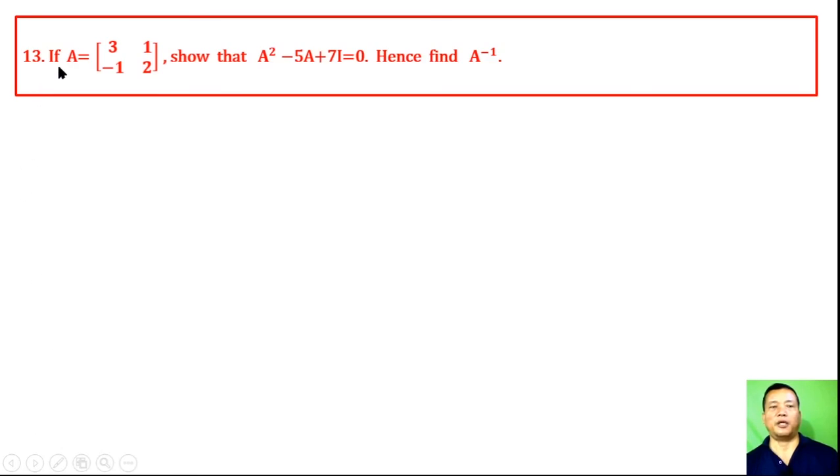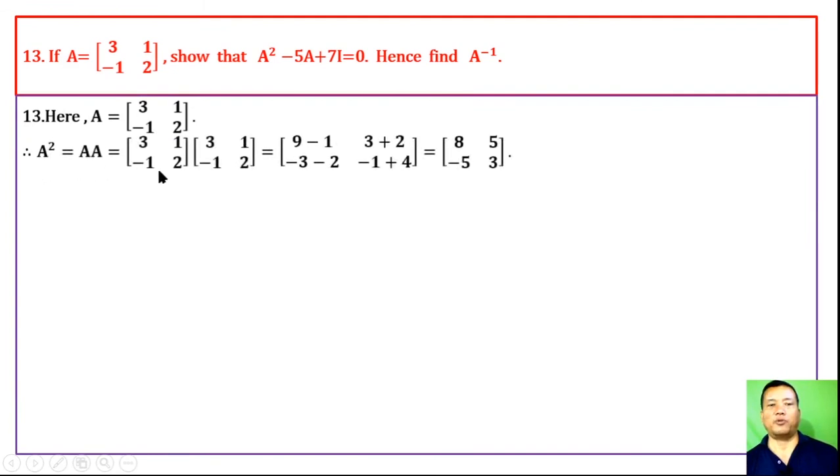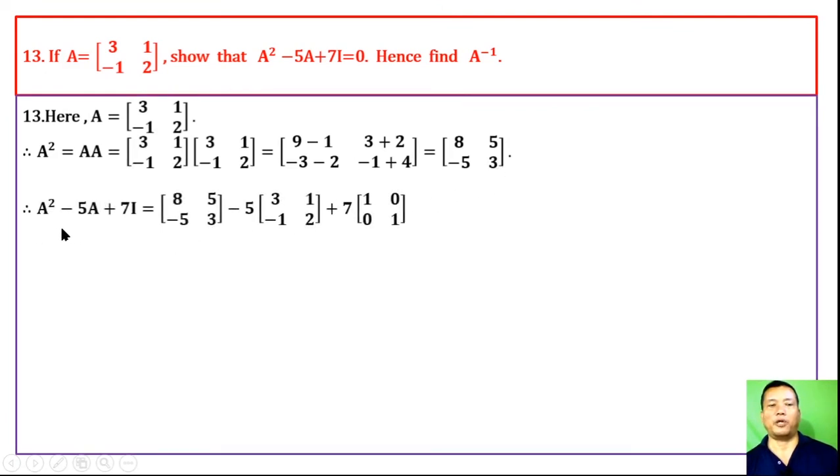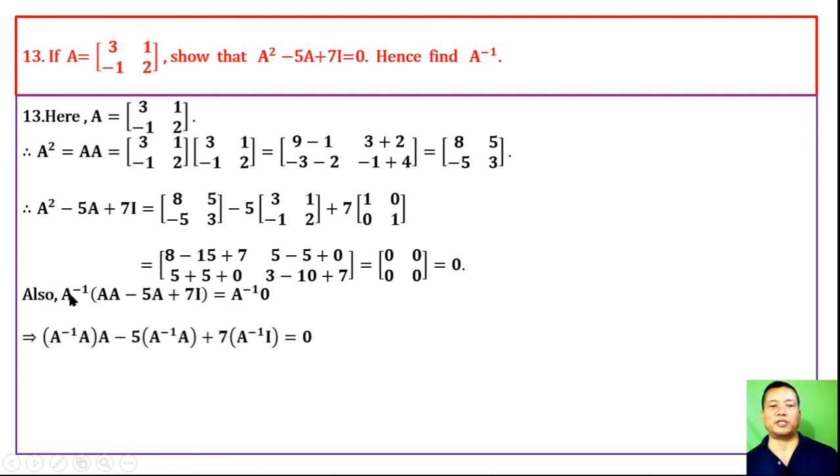Question number 13. If A is equal to this, show that A square minus 5A plus 7I equals 0. Hence find A inverse. A square is A into A, so we find the product of the matrix, which is a 2 by 2 matrix. Therefore in A square minus 5A plus 7I, we put the value of A square, minus 5 times the value of A, plus 7 times I, the 2 by 2 unit matrix. Adding these gives the zero matrix, so it is verified. Hence, to find A inverse, we multiply both sides by A inverse. Matrix multiplication is associative, so we keep the grouping the same. Multiplying by A inverse, we get A inverse into A into A, minus 5 times A inverse into A, plus 7 times A inverse into I.